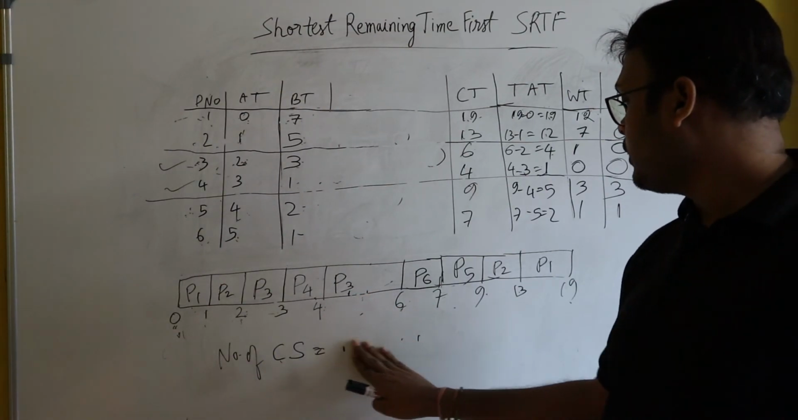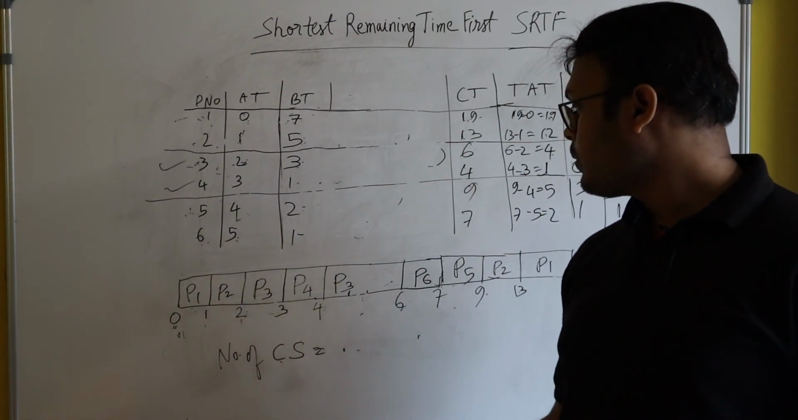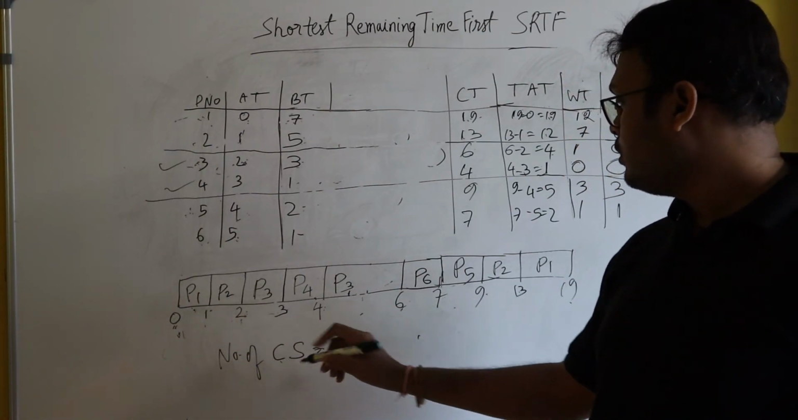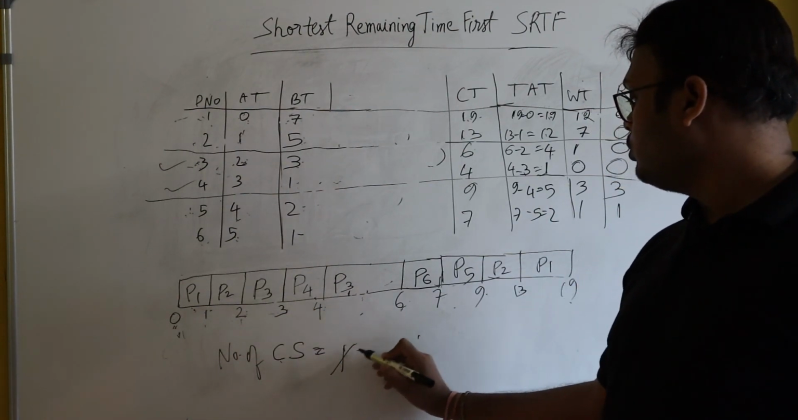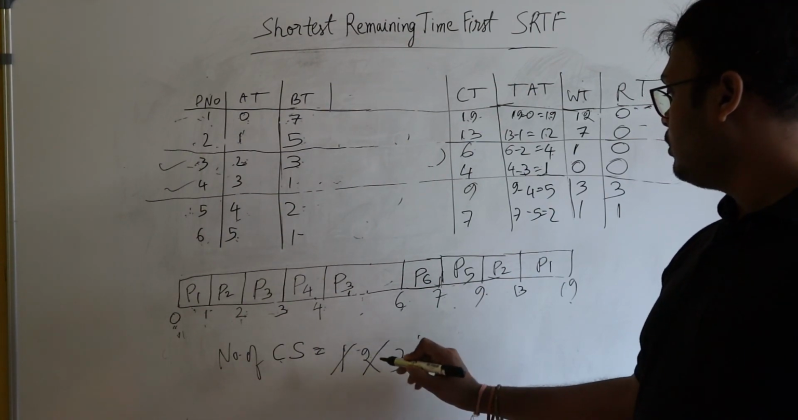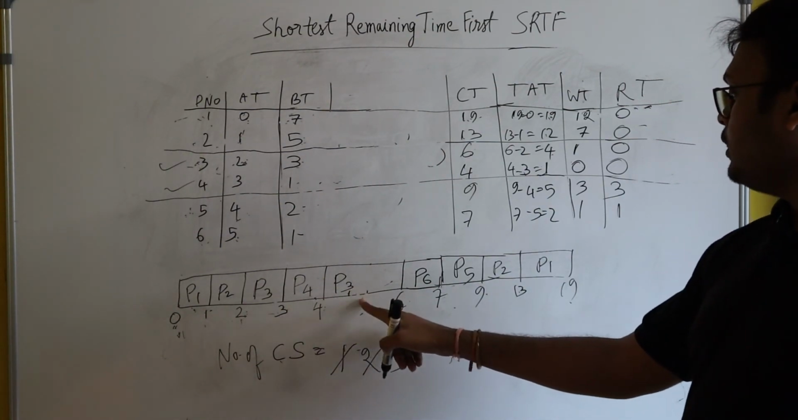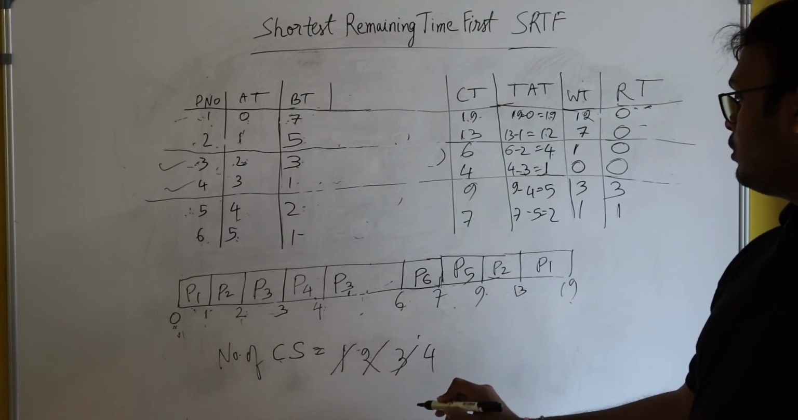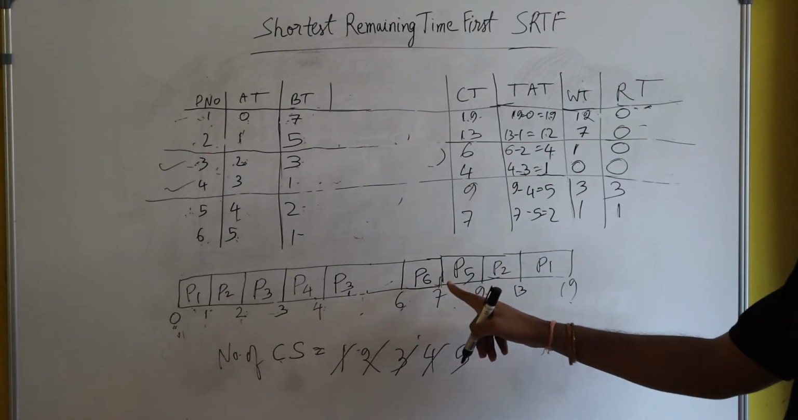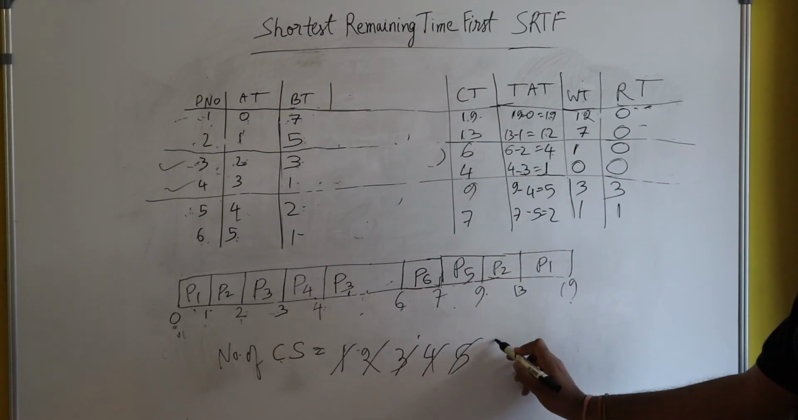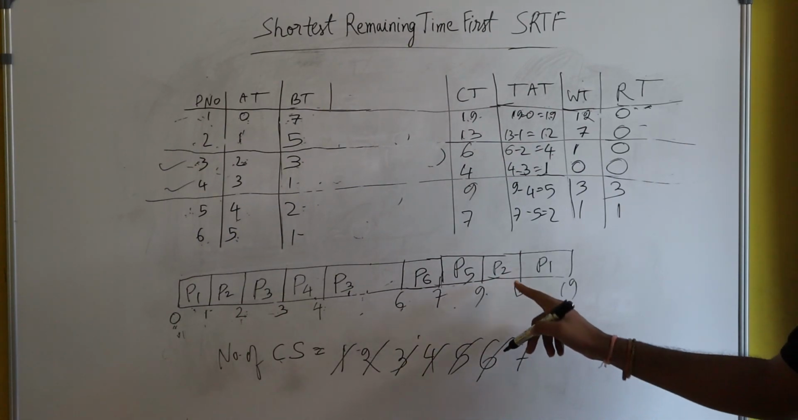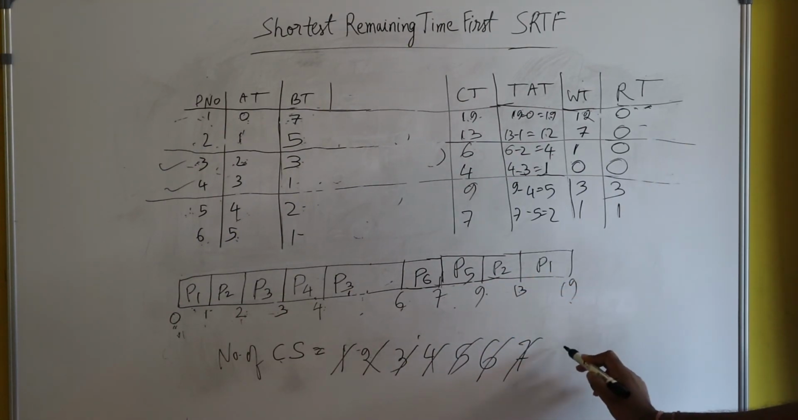Let's again start from the very beginning. How many context switches are there? From P1 to P2, it is 1. From P2 to P3, it is 2. From P3 to P4, it is 3. From P4 to P3, it is 4. From P3 to P6, it is 5. From P6 to P5, it is 6. From P5 to P2, it is 7. From P2 to P1, it is 8.